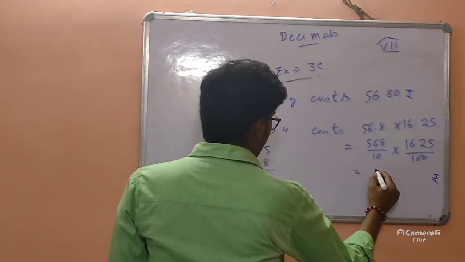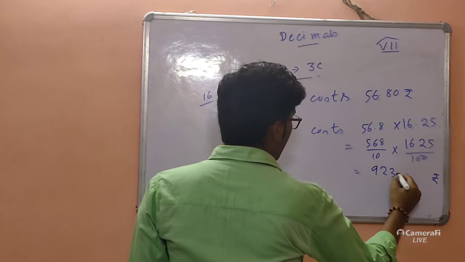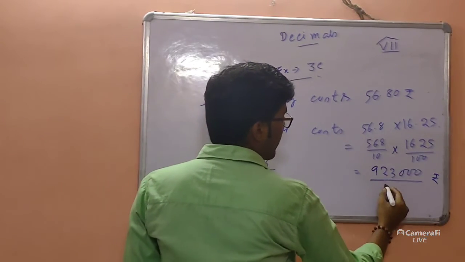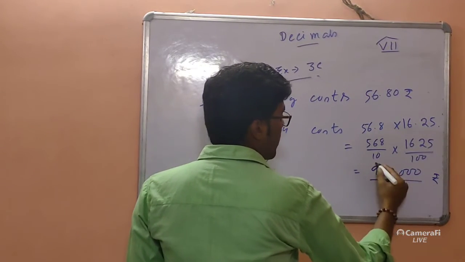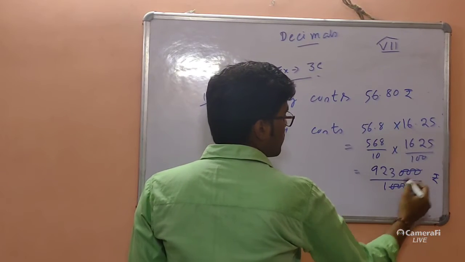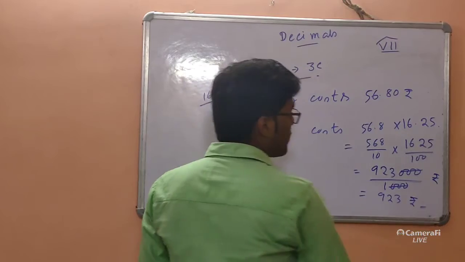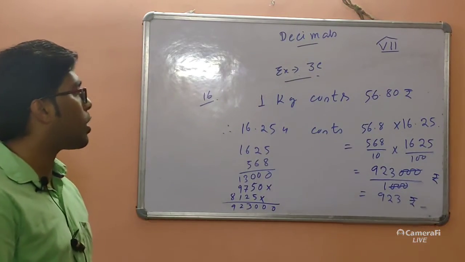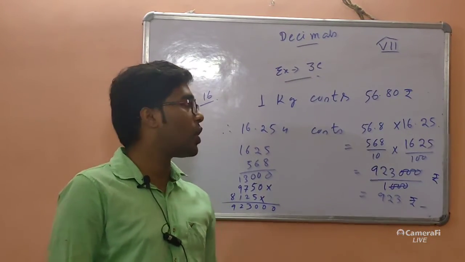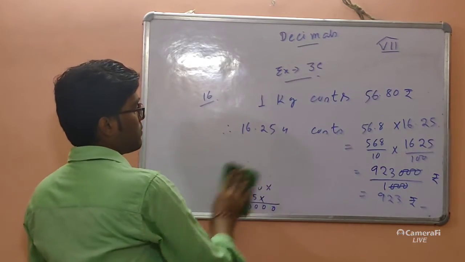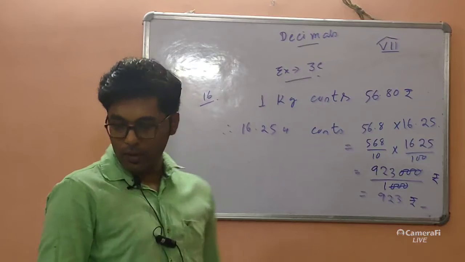Okay, so it comes to 923000. And the denominator will be what? 10 into 100, which is 1000. So 3 zeros will cut. Our answer is 923 rupees. So that is the cost of 16.25 kg of rice. Clear? Okay.